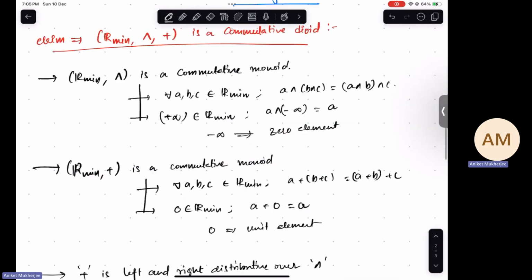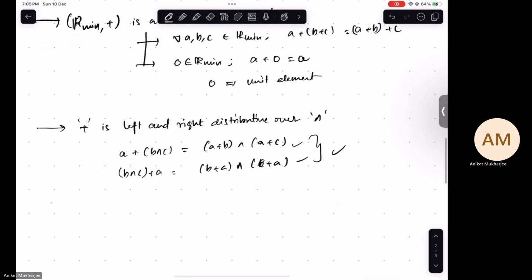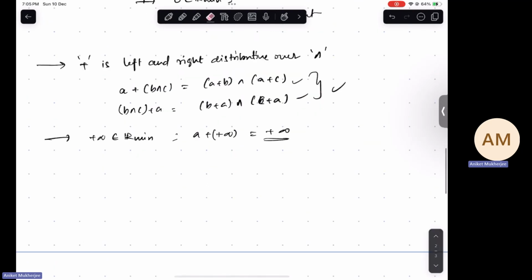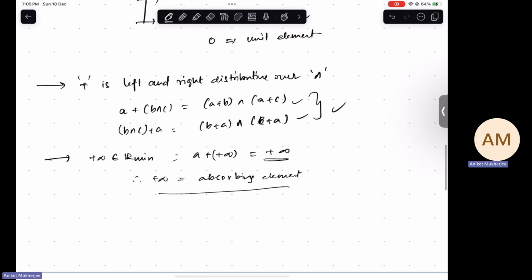Now we need to find the absorbing element. So plus infinity again belongs to R min. Anything you add to plus infinity becomes plus infinity. So this is your absorbing element. Therefore, plus infinity is your absorbing element.